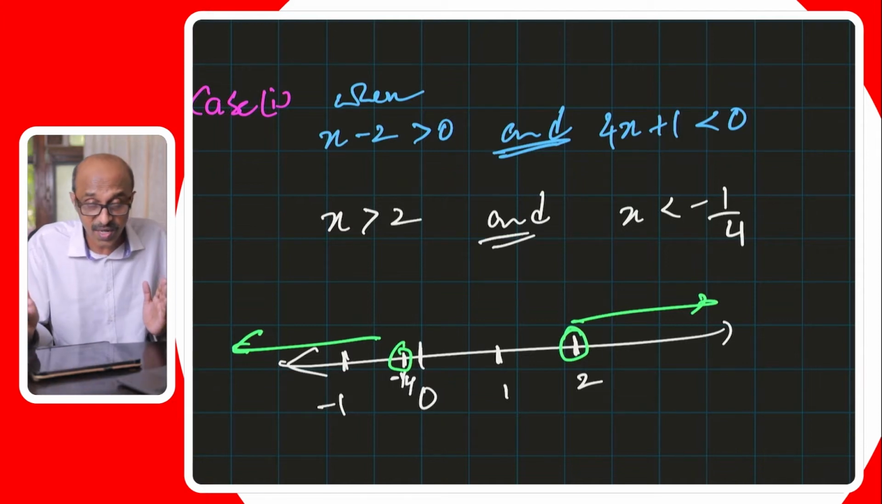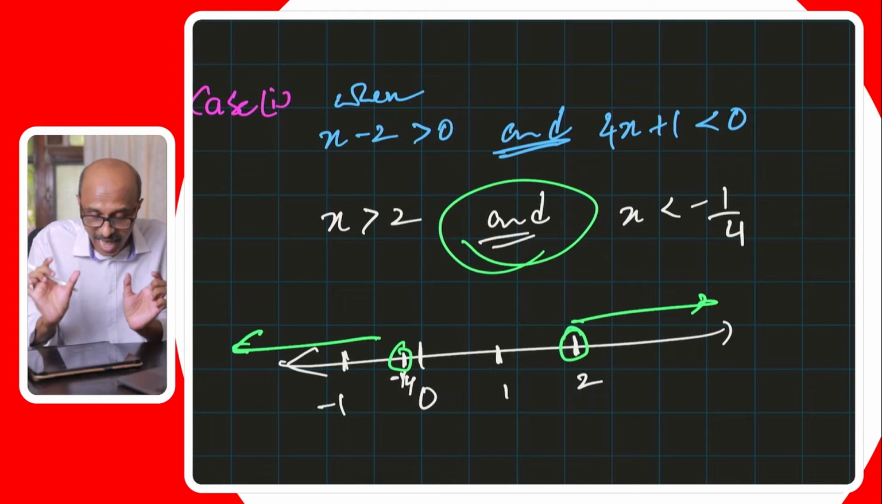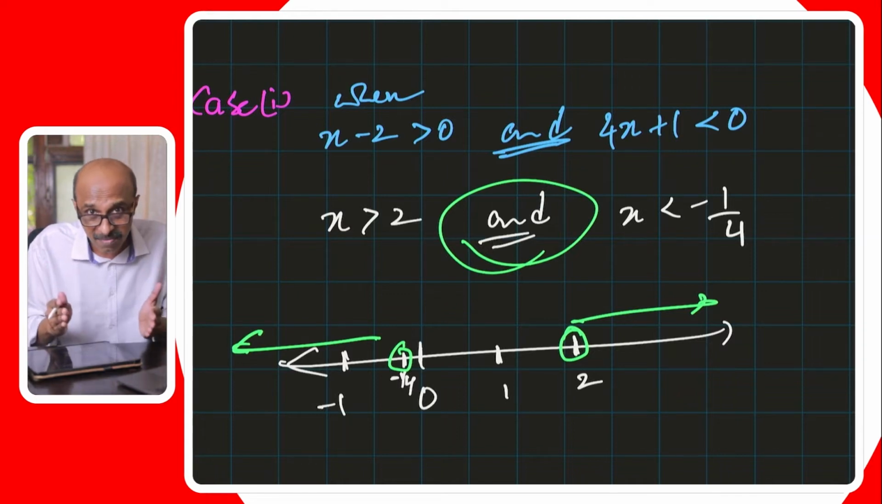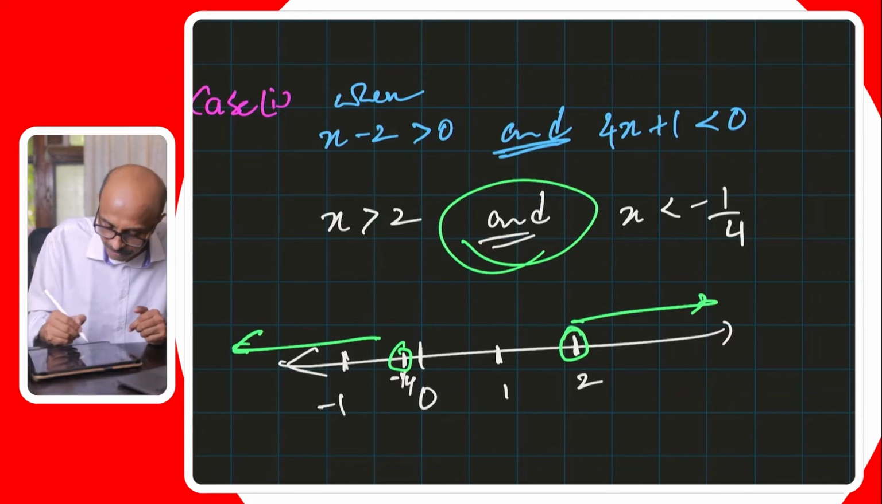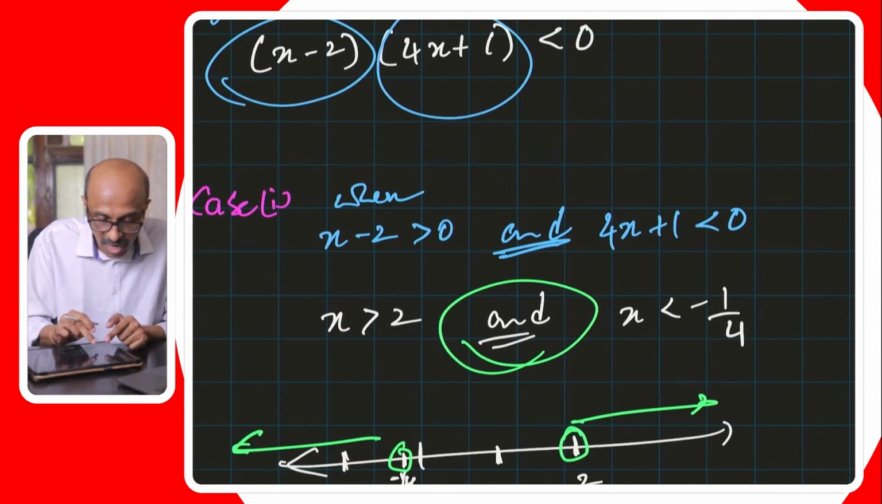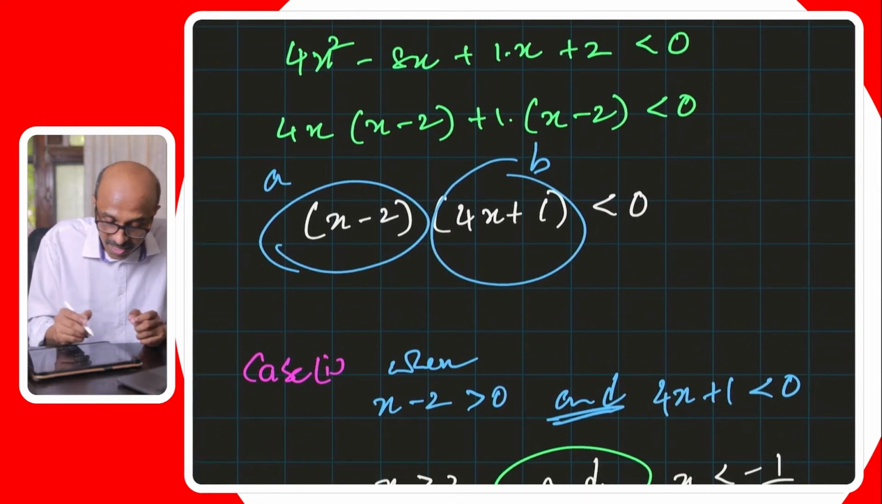Now that doesn't make sense, right? Because when you combine both the conditions with an "and", you're looking for the intersection. How can you have a number that's greater than 2 and less than negative 1/4 at the same time? Not possible. So in this case, we say not possible. I hope this makes sense, okay? Because what did we consider in this case? We took x minus 2 greater than 0 and 4x plus 1 less than 0. Why should they be of opposite signs? Because then and only then will the product of the two terms be negative.